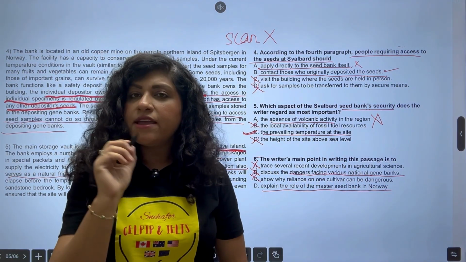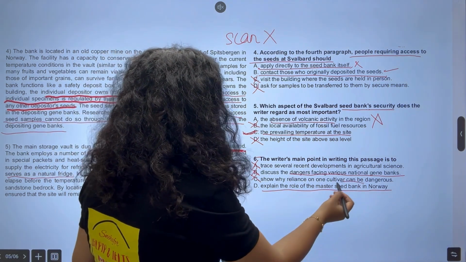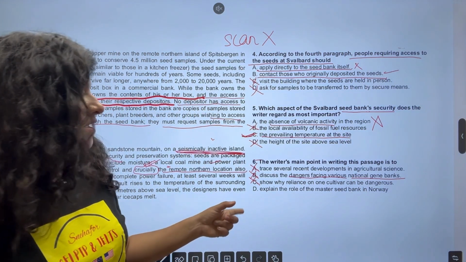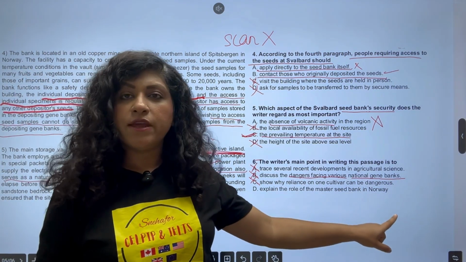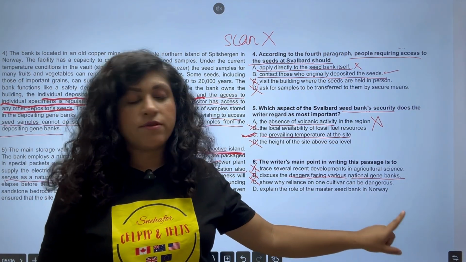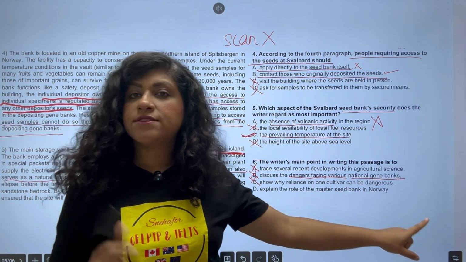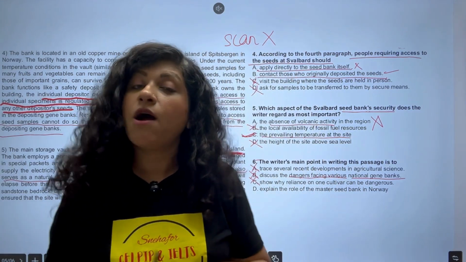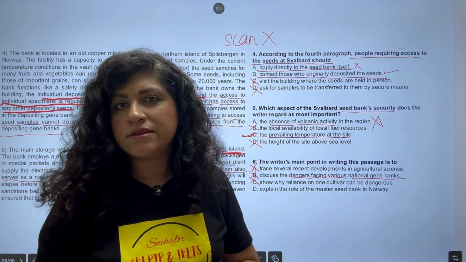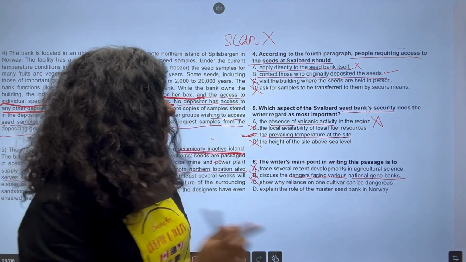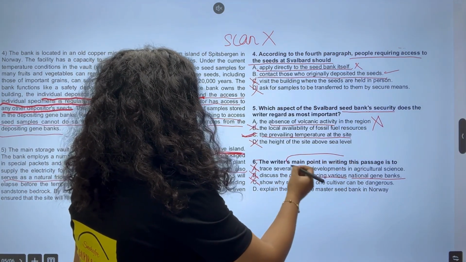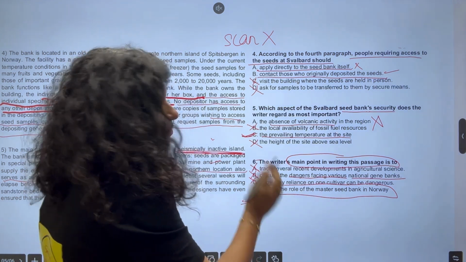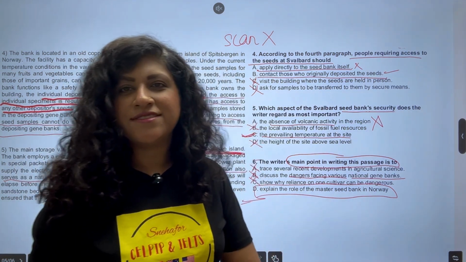Explain the role of the master seed bank in Norway. Yes, the entire text is about the seed bank in Norway. So if you look at option number 4, it says explain the role of the master seed bank in Norway. Yes, the whole text is about the seed bank in Norway, its role, its use as a last resort in certain situations, right? How it's used all over the world, right? So definitely the main point in writing this passage is to explain the role of the master seed bank in Norway. The whole passage is about this, right?